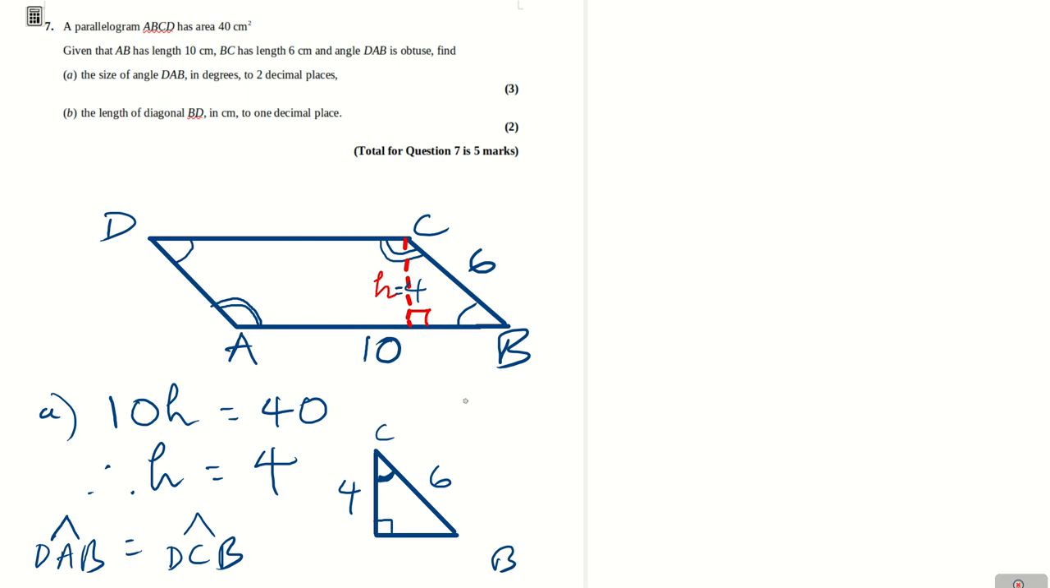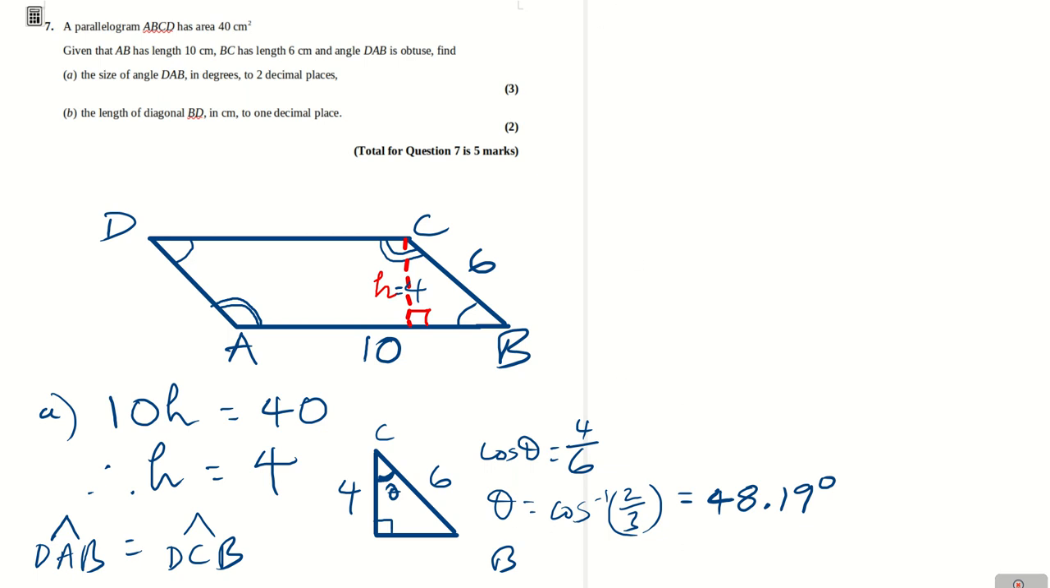So if we look at this, if we call that angle theta, then using simple right angle trigonometry, we've got cos theta equals 4 over 6. So theta is the inverse cos of 4 over 6, or in other words 2/3. And if you do the inverse cos of 2/3 on your calculator, it will tell you 48.19 degrees.